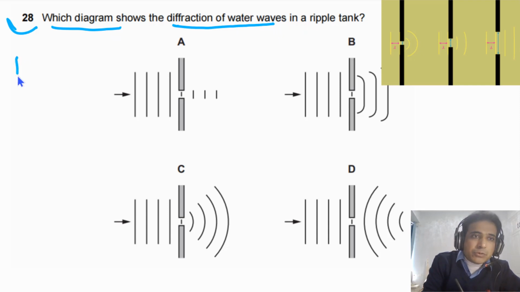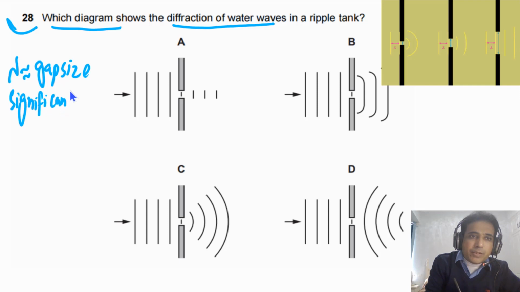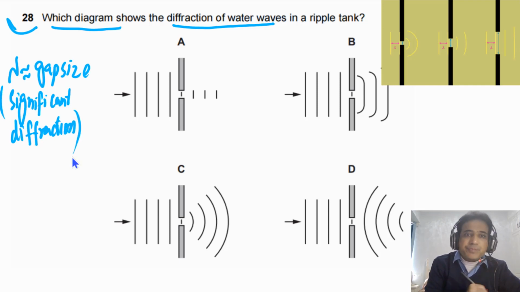For diffraction, we need to understand when the wavelength of the waves is approximately equal to the gap size. In this case, we will observe significant diffraction, significant bending of waves after passing through the gap.